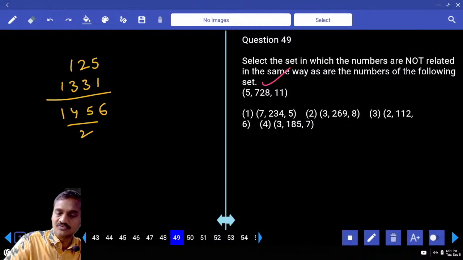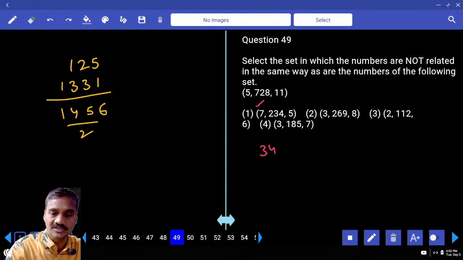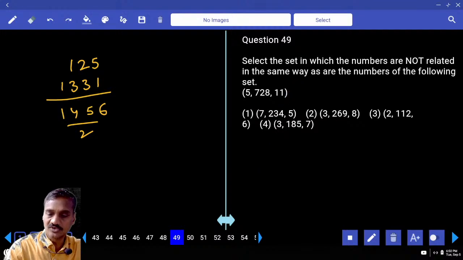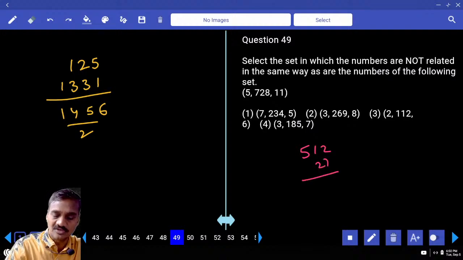Then all are following except one. Now 7 cube is how much? 343 and 125, and this is how much? 468, divided by 2, 234. And similarly 8 cube is how much? 512 plus 27. How much is that one?